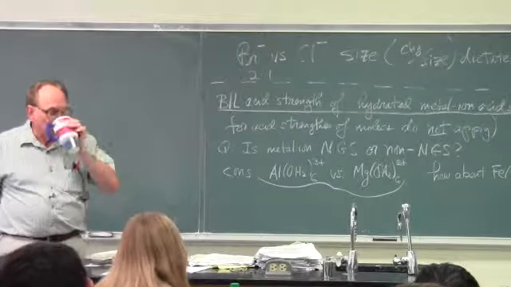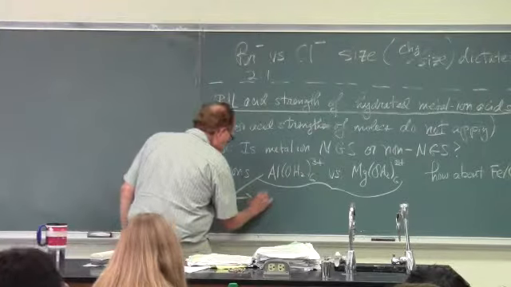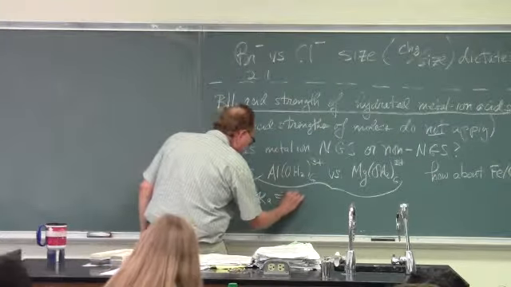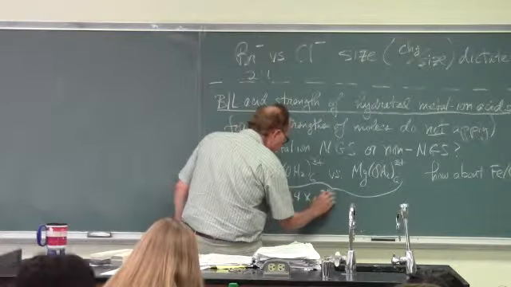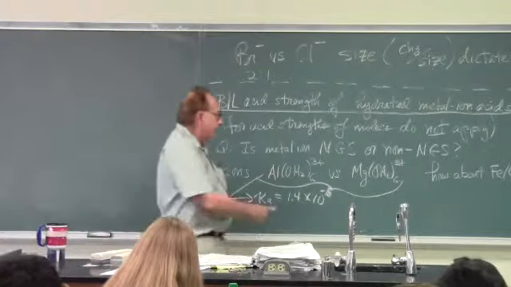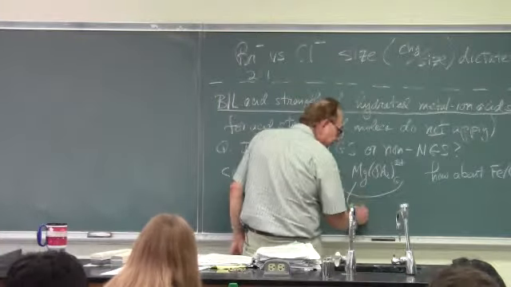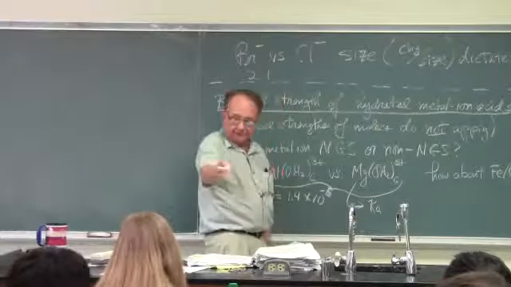Ka of this, 1.4 times 10 to the minus 5. Very close to Ka for acetic acid. Ka of this, I don't remember what it is, but it's in the table. It's not a big value. I think it's on the order of 10 to the minus 12. Take a look. You got the table.